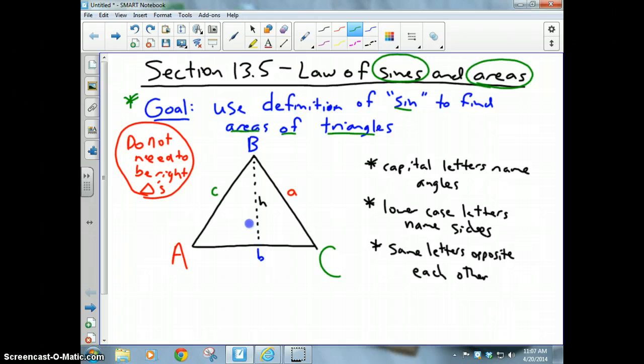Well, what I want you to do is copy down the triangle that you see here on the smartboard, and I want you to color code it if possible. Any triangle that is not a right triangle can be labeled as such.